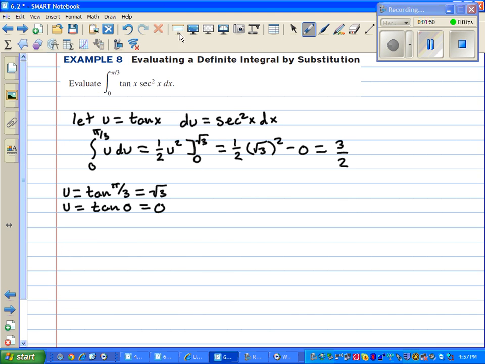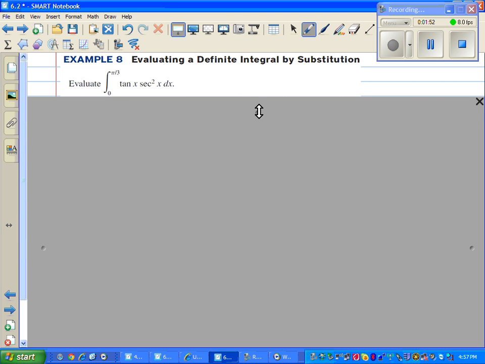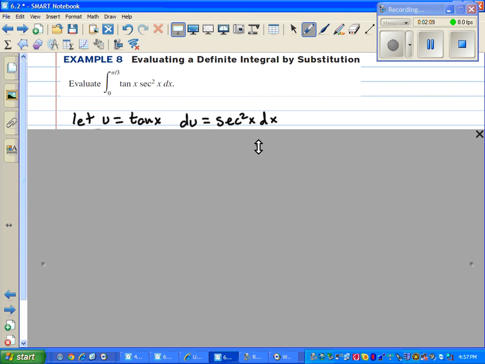Next is example 8. It's now a definite integral. We're going to integrate from 0 to pi over 3 of tangent x secant squared x dx. In integration by substitution, we're looking for a function and its derivative. In this case, the function is tangent, and the derivative is secant squared. So we're going to let u equal tangent of x. When we take the derivative of both sides, we get du equals secant squared of x dx.